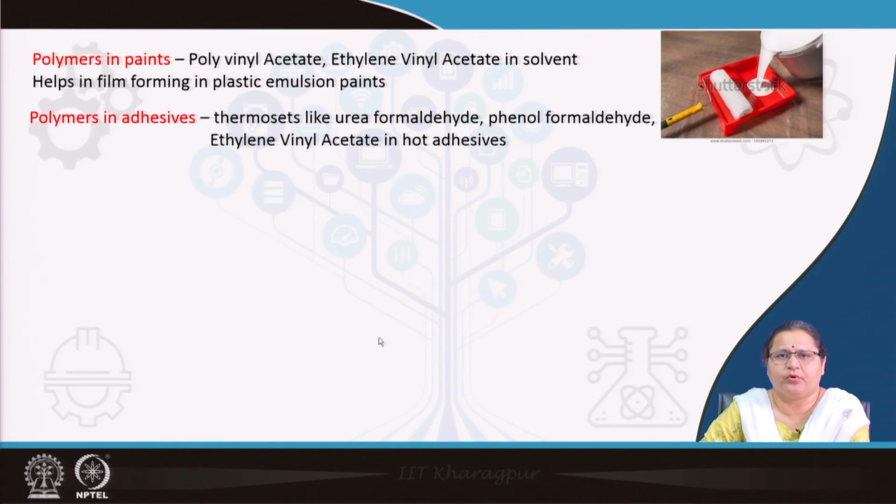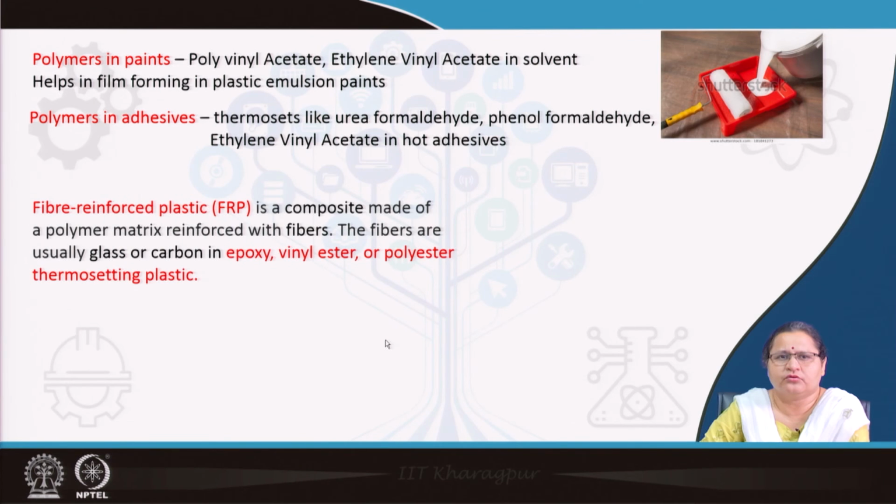Other than the thermoplastics, we have use of polymers in paints, the polyvinyl acetates, the ethylene vinyl acetate, which helps in plastic emulsion paints. Polymers in adhesives, those are all thermosets: urea formaldehyde, phenol formaldehyde, ethylene vinyl acetate which is used for hot adhesive. So, we find thermosets over there.